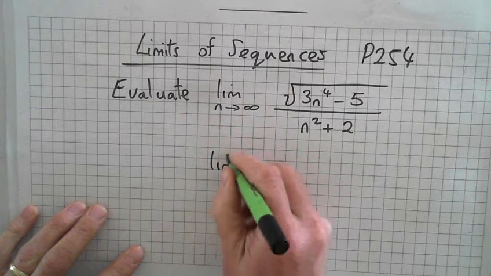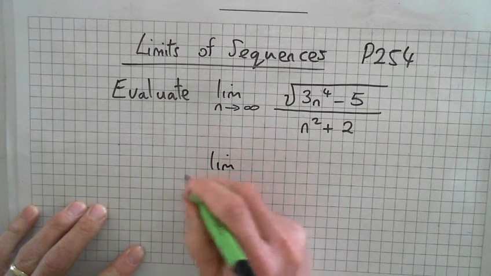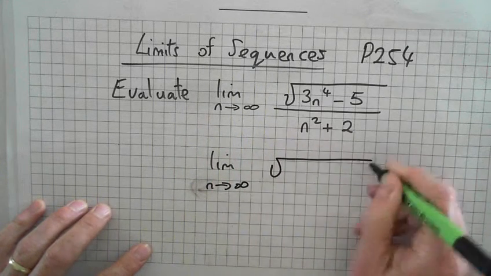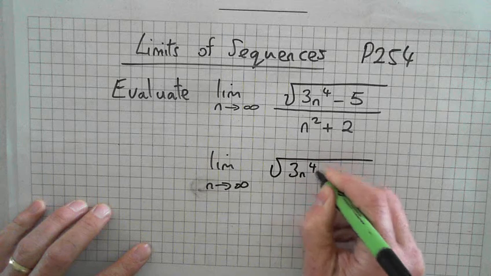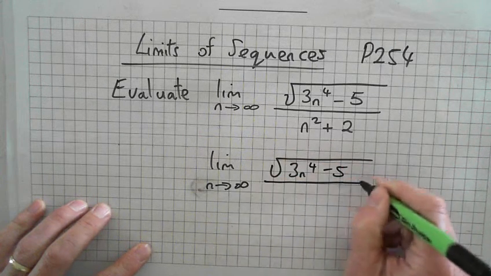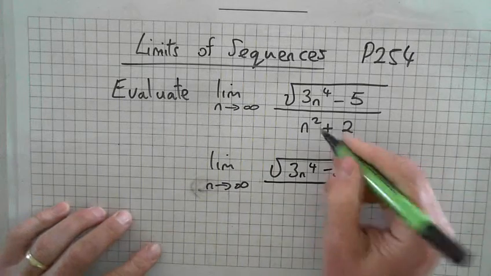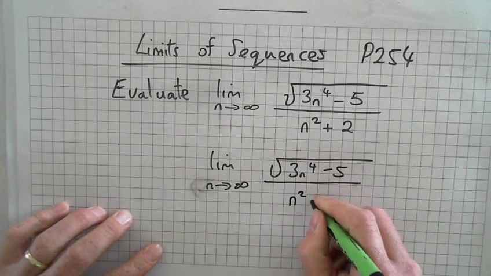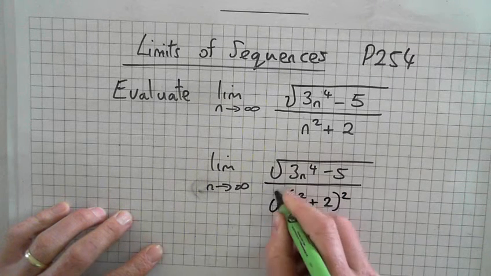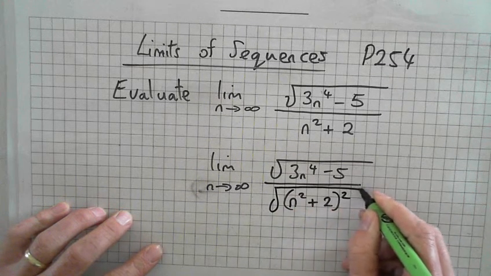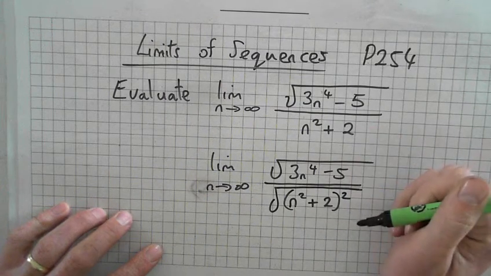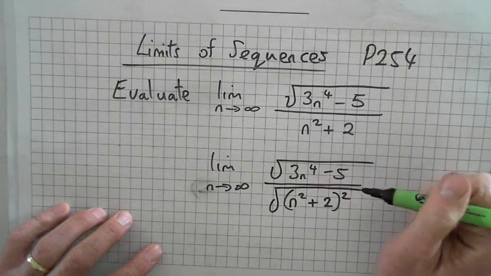Proceed in this sum. On the top line I have 3n to the 4 minus 5, and on the bottom line I need a square root sign. So I'll write down n squared plus 2. Have I changed this value, n squared plus 2? No, because I have a squared and a square root.